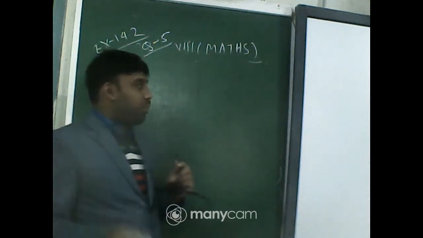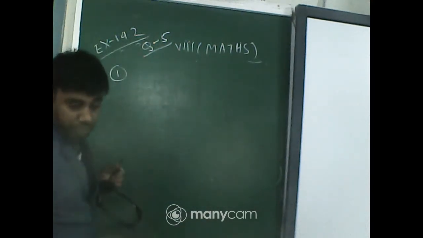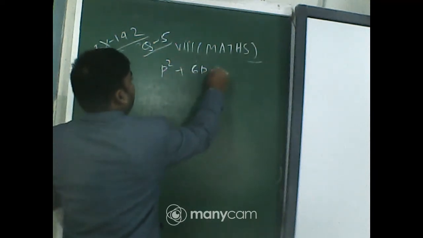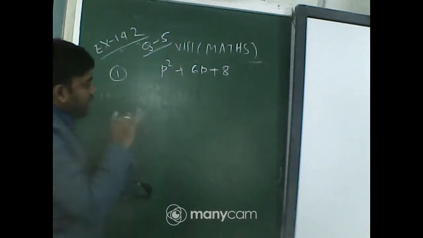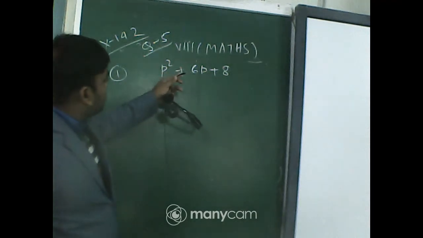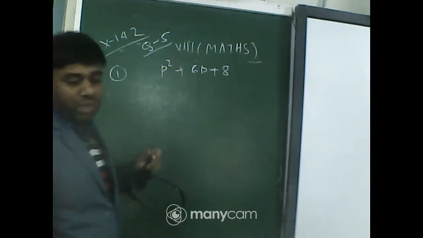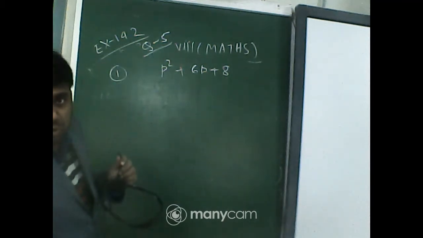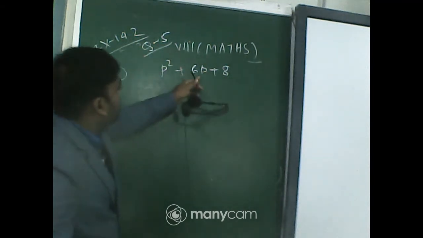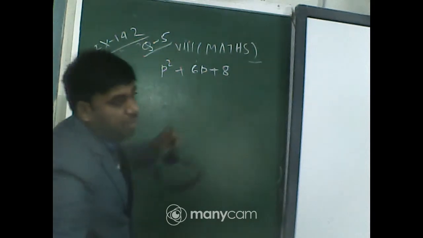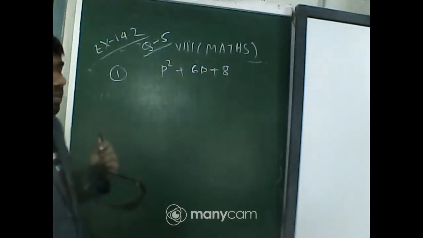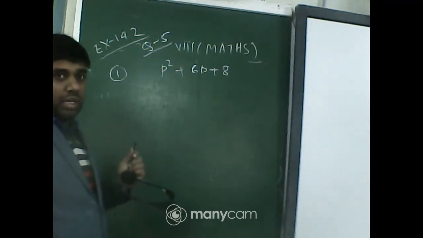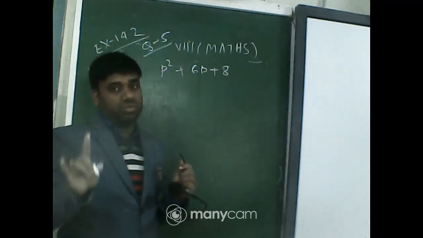Okay, so part 1 is given: 6p squared plus 6p plus 8. First of all, the terms are plus 6p and plus 8. You might hope that we can break it using a plus b whole square, that is a square, the 2ab term, and the b square term. But 8 is not a perfect square. So for solving this type of question, some steps need to be followed.